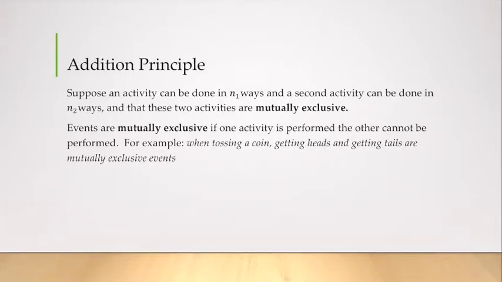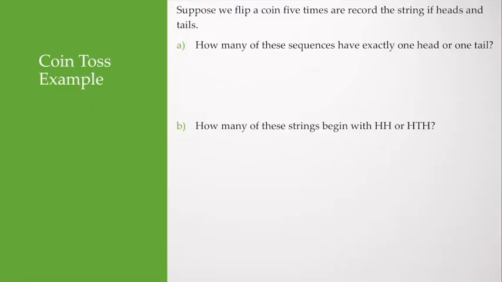The addition principle is this. Suppose an activity can be done in N sub 1 ways, and a second activity can be done in N sub 2 ways, and that these events are mutually exclusive. Remember, mutually exclusive events are ones where if one act is performed, the other cannot be performed. So if I'm driving to work, I can't be riding a bike to work. Those are mutually exclusive. Another example would be when tossing a coin, getting heads and tails. That would be mutually exclusive events.